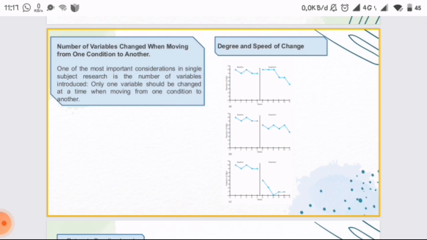Next, degree and speed of change. Let's see the data, part A. The baseline condition reveals that the data have stability when the intervention is introduced. However, the subject's behavior doesn't change for a period of 3 sessions. This doesn't indicate a very strong experimental effect. And then part B indicates there was a fairly immediate change, but that it was of small magnitude.